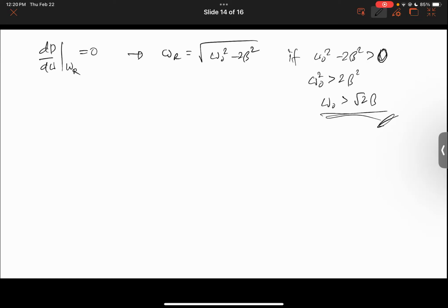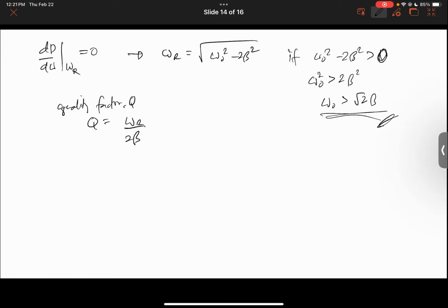Now, we can describe the resonance through what's called a quality factor, Q. The expression for the quality factor is omega R divided by 2 beta. And in practicality, how do we interpret beta and omega R? Of course, we cannot interpret this as is.